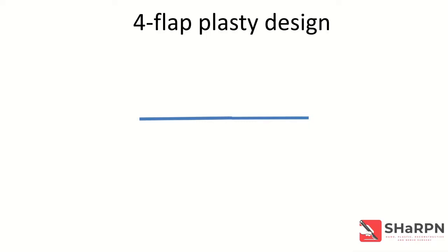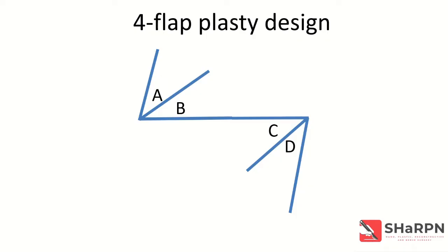Now we'll talk about the 4-flap plasty. The 4-flap plasty is useful for web spaces, and essentially you have your scar in the middle and you have 2 90-degree angles. I usually make this a bit less than 90 degrees so the total area is less and makes it easier to transpose. You then bisect these 2 90-degree angles by something a bit less than 45 degrees.